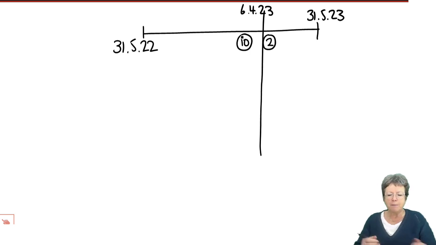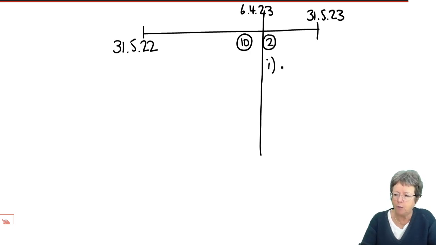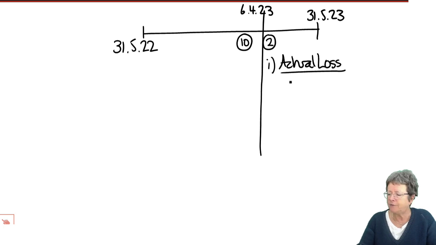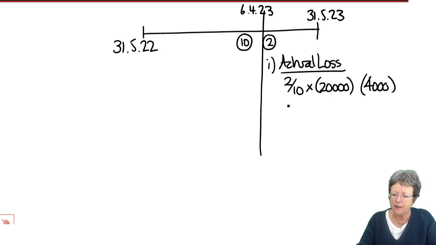So if you remember, the first thing we needed to do, what was the actual loss in this period? So we have 2/10 of those final accounts of £20,000. And then we have to add in the overlap, which the question told us was £5,000.